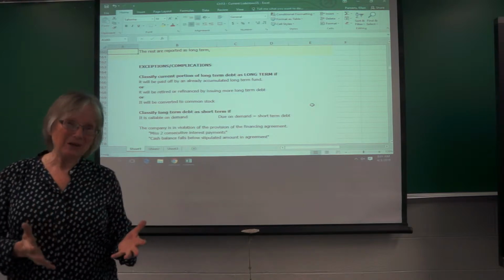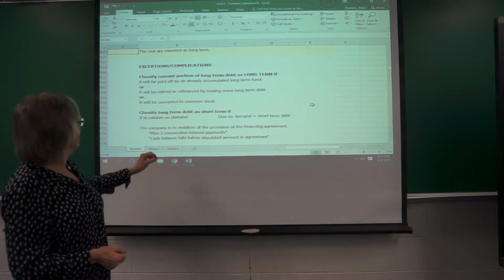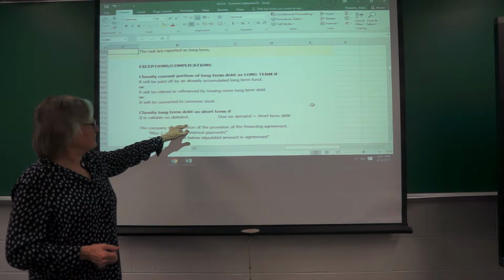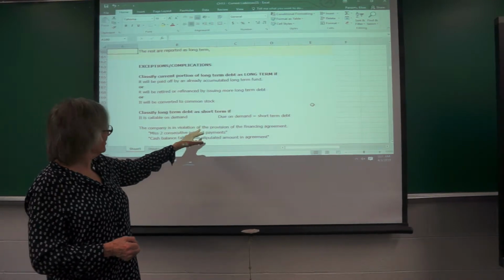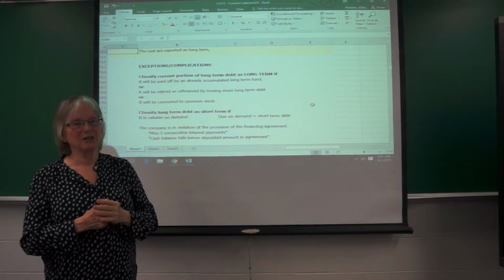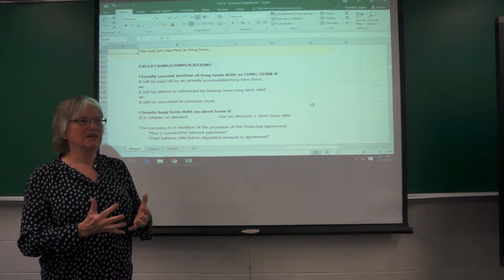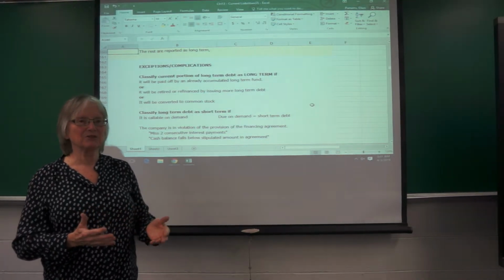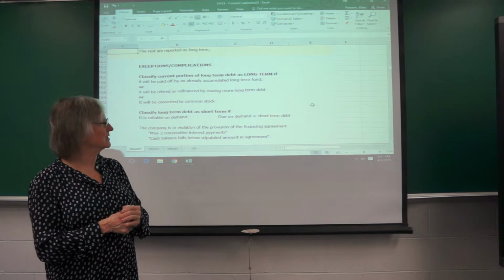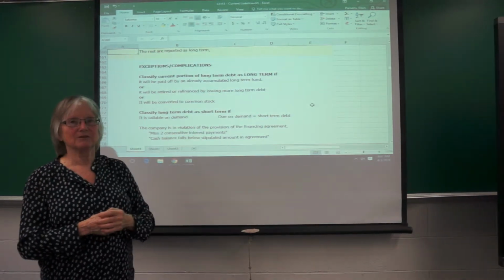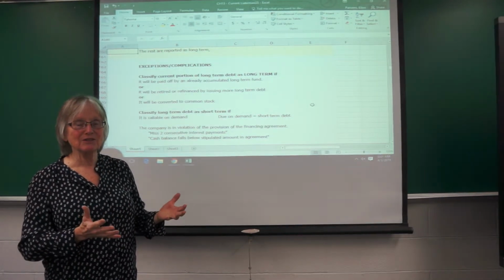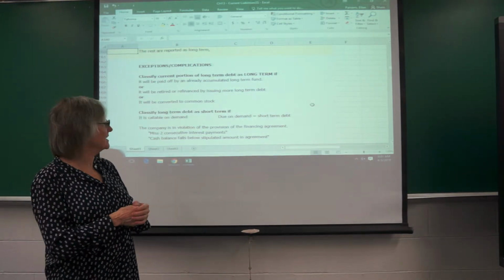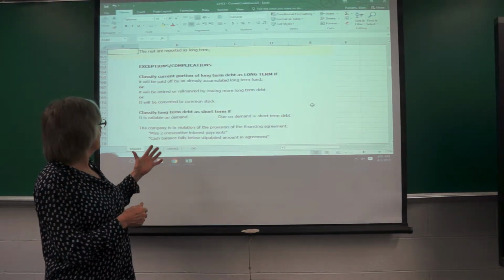Now, on the other hand, looking at it the other way, if you have long-term debt, you have to classify it as short-term if it's callable on demand. In other words, if it's possible that the lender can say, yeah, we want you to repay that right now, then it has to be classified as short-term because it could use current assets to pay it off. So how could this happen?